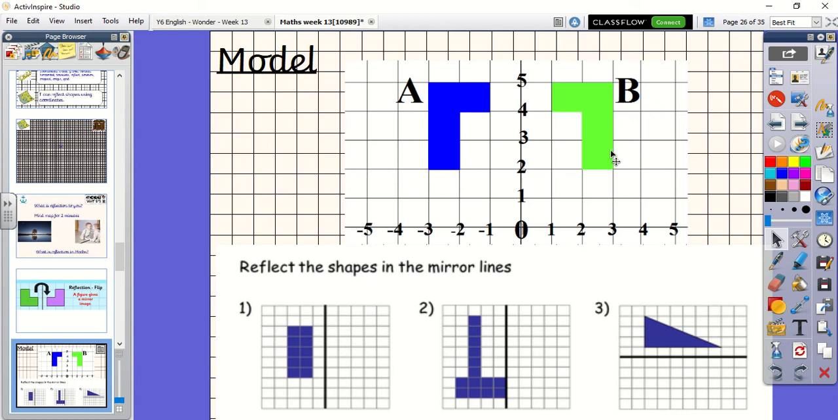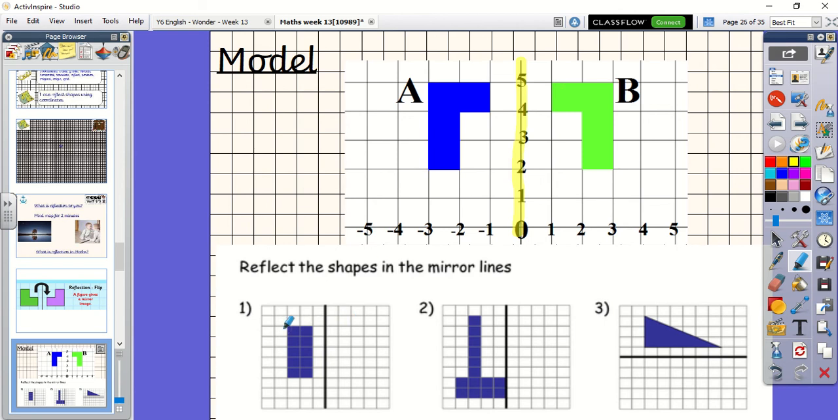A really good tip to help you with reflection is to count the squares. Squares are there to help you, and in your SATs questions there will be squares there too. I can see here that this is my axis, my mirror line, so to speak. Now I am missing one square before I start shape A, so on my other side, I need to miss another square as well. Whatever you do to this side, you do to this side.